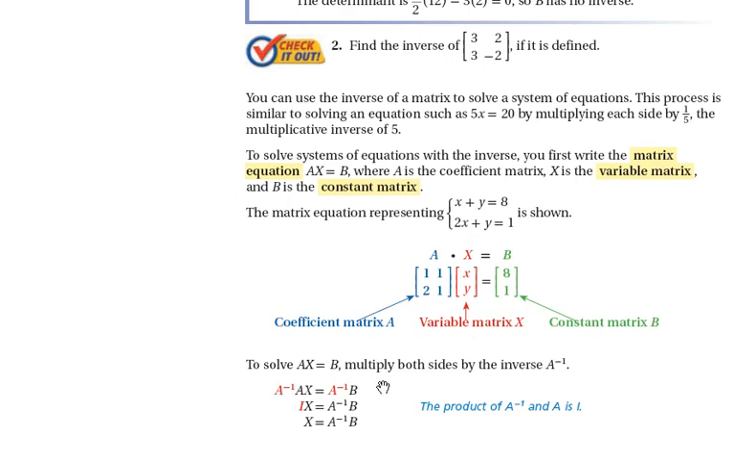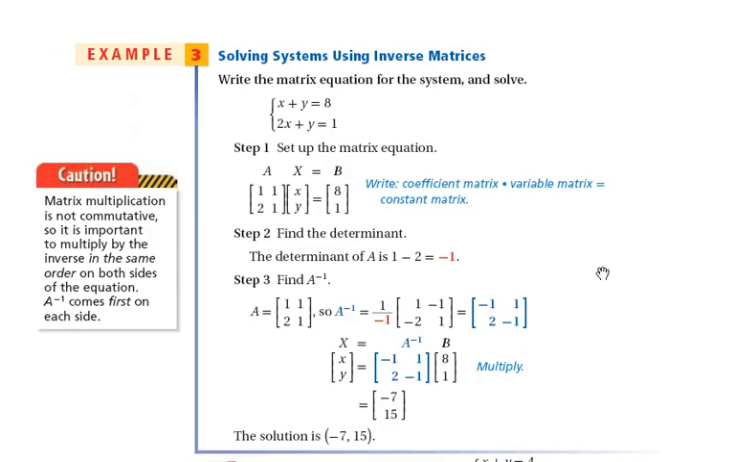To solve for this variable matrix, what you want to do is multiply on the left side by the inverse of matrix A. That's what's going on here, and then you can actually solve for your variables. This is a pretty good example. Here are my linear systems, coefficient matrix, variable matrix, and the constant matrix.